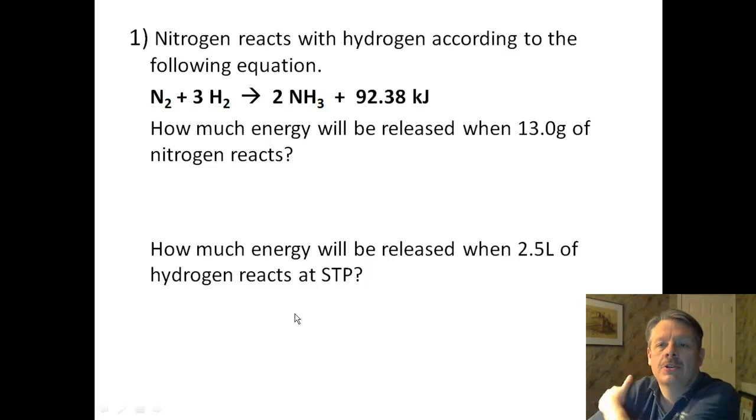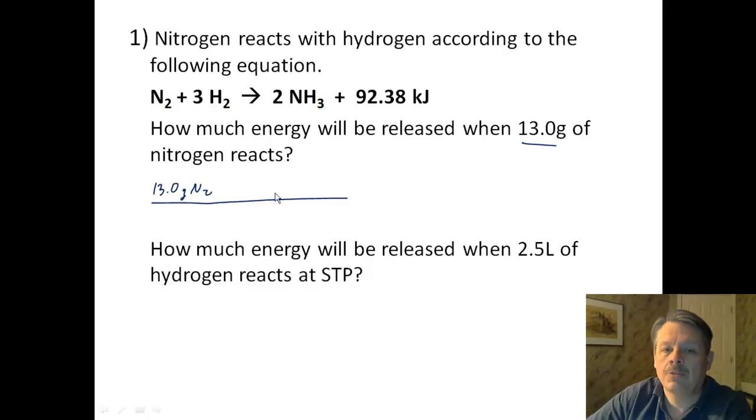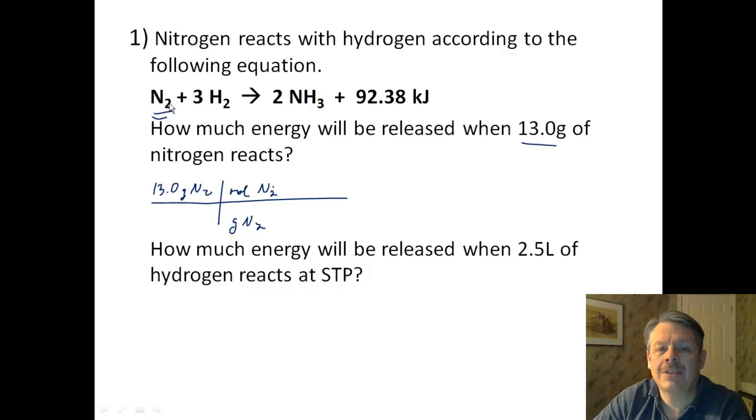Nitrogen reacts with hydrogen according to the following equation. We're starting with 13 grams of nitrogen. So we always start with the information that we're given, which is 13.0 grams of nitrogen. And what we have to do is get rid of grams of nitrogen, and we have to go to moles of nitrogen. Isn't that what we always do, is go to moles? Isn't that interesting? Now, when we are figuring out grams of nitrogen, it's N2. So that's 14.007 times 2, which is 28.014 grams in 1 mole.